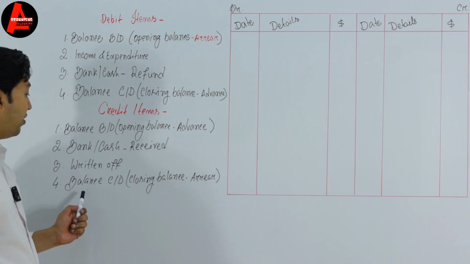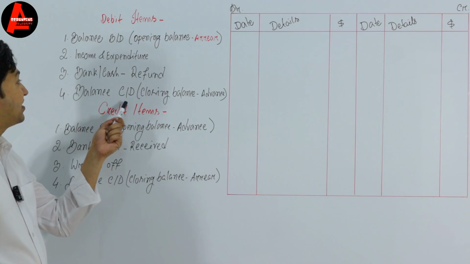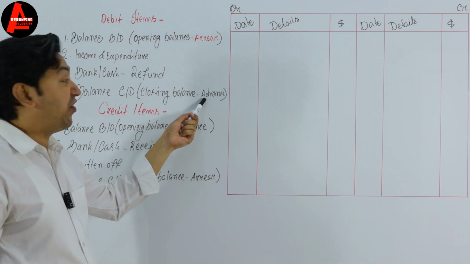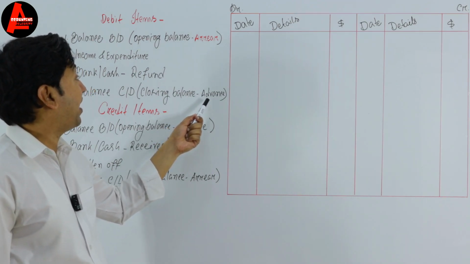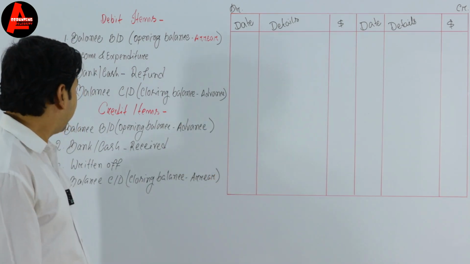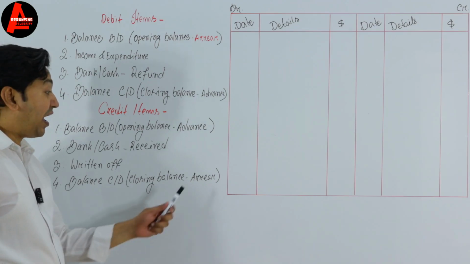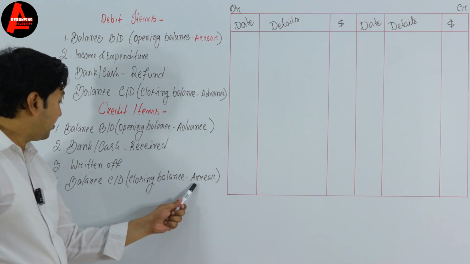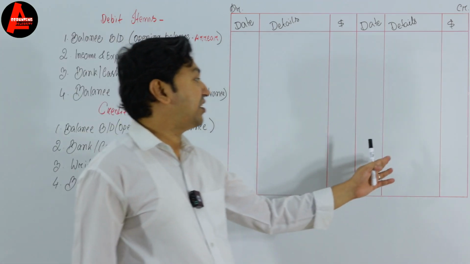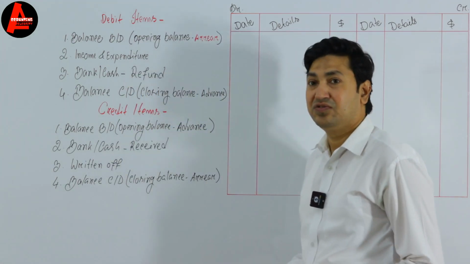Then here number 4, balance c/d, closing balance arrears. On the debit side we also had balance c/d, closing balance, but advance. For the balance at the end of the financial period, if we see subscription paid in advance, we write it as balance c/d on the debit side. But here, if we see balance c/d meaning closing balance which is not yet received, meaning unpaid, outstanding, arrears, accrued, we write it as balance c/d but on the credit side here. So these 8 items you need to remember.